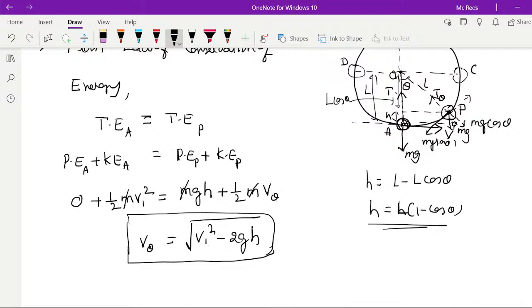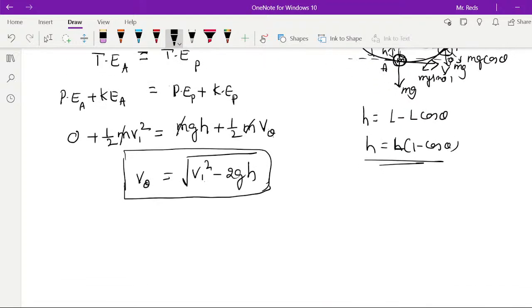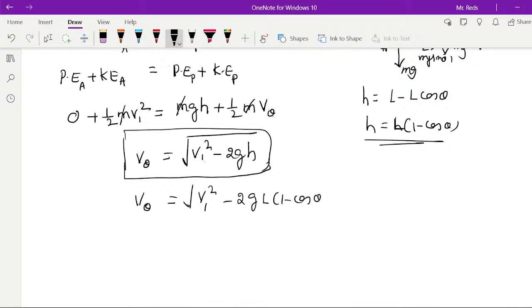If you replace it here, you can write in terms of theta. But v1 also you can write in a different form, and to understand that you have to understand one more point about the tension. We can also write v at any angle theta equal to the square root of v at the lowest point or bottommost point squared minus 2gh, where h is L into (1 minus cos theta). This formula you have to remember, guys.